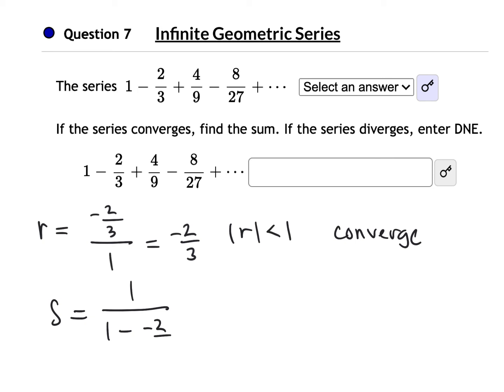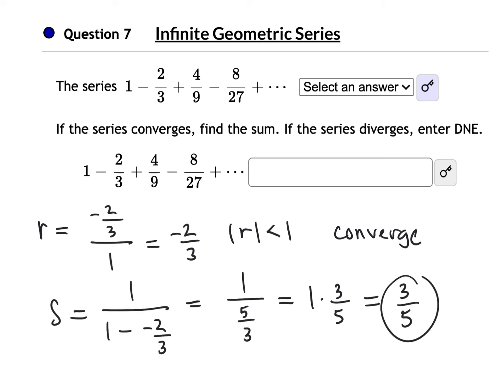1 minus -2/3 is 1 plus 2/3, which is 1 and 2/3. Make that an improper fraction. That is 5/3. When we divide fractions, we don't divide. We multiply by the reciprocal. 1 times 3/5, and this ends up being 3/5. The sum of this series is 3/5.